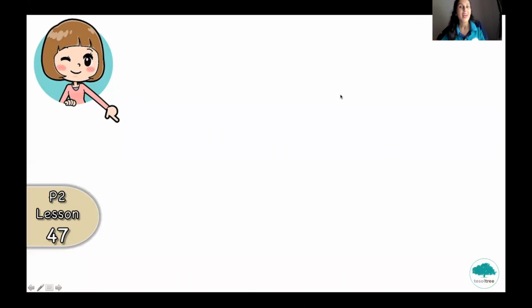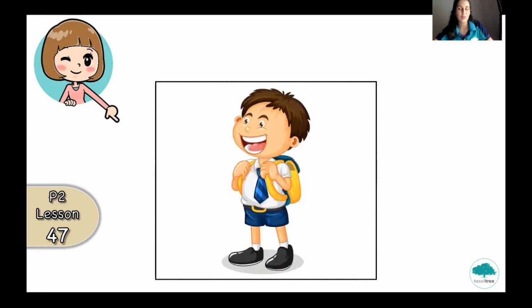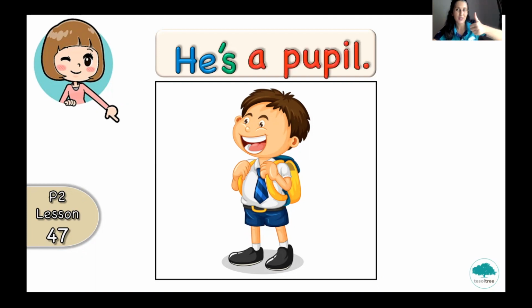And now, P2, let's review how to use she's or he's. So we have to look at the picture and to think. Is it a boy or a girl? This is a boy. That means that we use he's. And now we have to think, who is he? So we have to remember his occupation. So what does he do? He is a pupil. Very good. He goes to school. The next one.